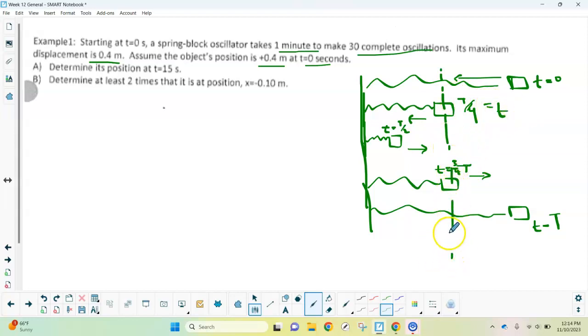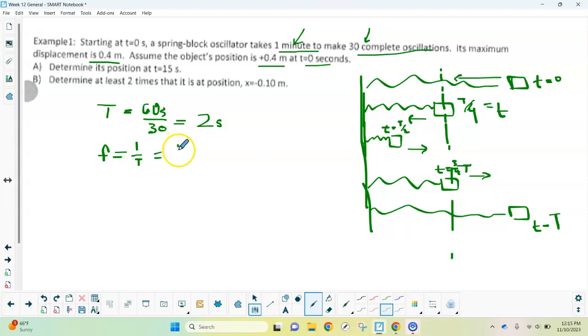So what we're going to do is use this time and these oscillations to figure out either the frequency or the period. The period is just the time for one cycle. If it takes 1 minute, which is 60 seconds, to complete 30 cycles, the period of oscillation would be 2 seconds. So every 2 seconds, it would go through one of these motions and start over. So the period is 2 seconds. If I wanted to calculate the frequency, it'd be 1 over the period.